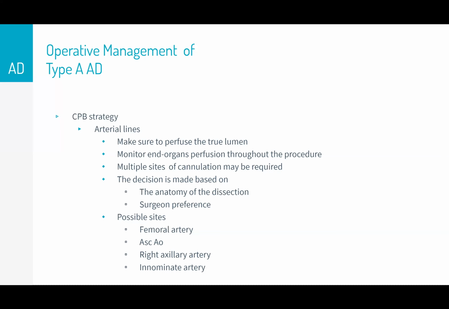For the arterial lines, you have to make sure to perfuse the true lumen. Also, you have to make it a habit to always monitor end organ perfusion throughout the procedure. Multiple sites of arterial cannulation could be used if required. The decision is made based on the anatomy of the dissection first and the surgeon's preference. Possible sites are the femoral artery, the ascending aorta, the right axillary artery, and the innominate artery.